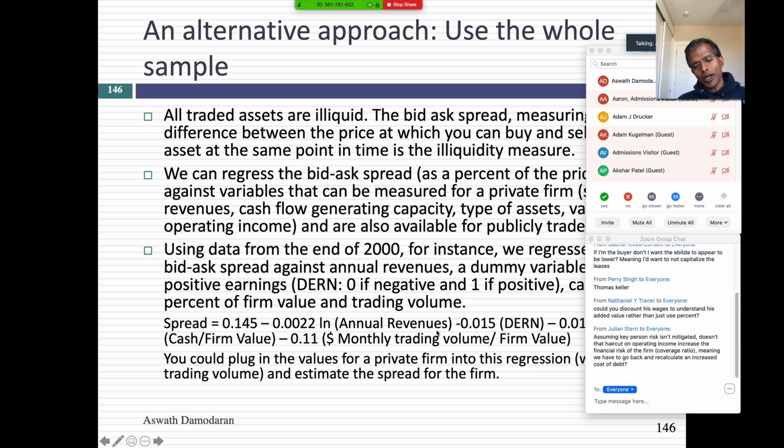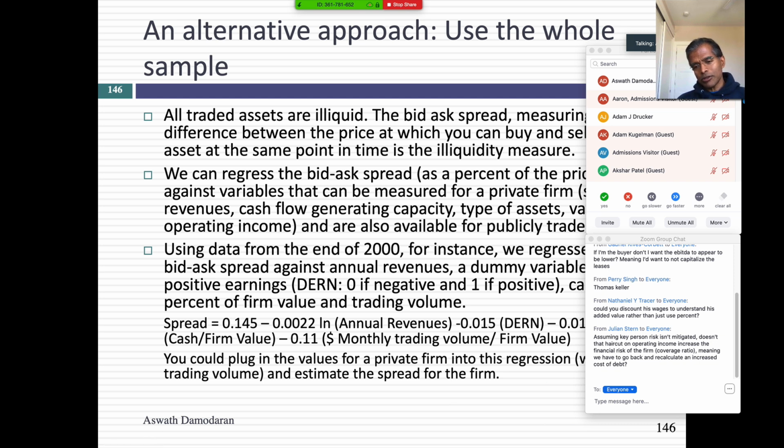And these are publicly traded stocks. I pulled up their revenues, whether they're making money, how much cash they had, and how much their trading volume was, arguing that larger companies should have smaller illiquidity discounts. Money-making companies should have smaller discounts. The more cash you have as a company, the smaller the discount should be because you already are liquid. And finally, the more you trade, the smaller the discount should be. That's my regression equation.